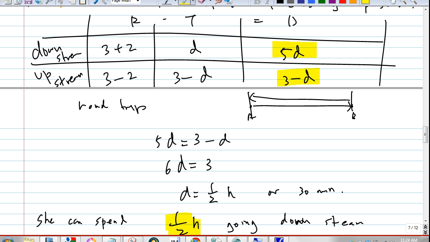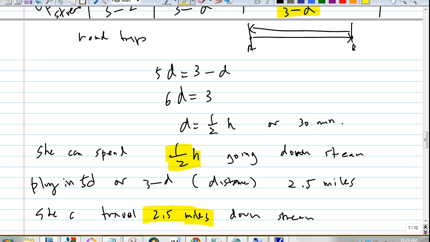So what would you write as your answer? Yes? It takes 30 minutes to go downstream, and it takes 2 hours and 30 minutes to go upstream. No, it's not 2 hours and 30 minutes. It's 2.5 miles. When you plug in D for the time, you get the distance, right? Rate times time gives you the distance. So 2.5 is not the hours, it's the miles that she traveled.